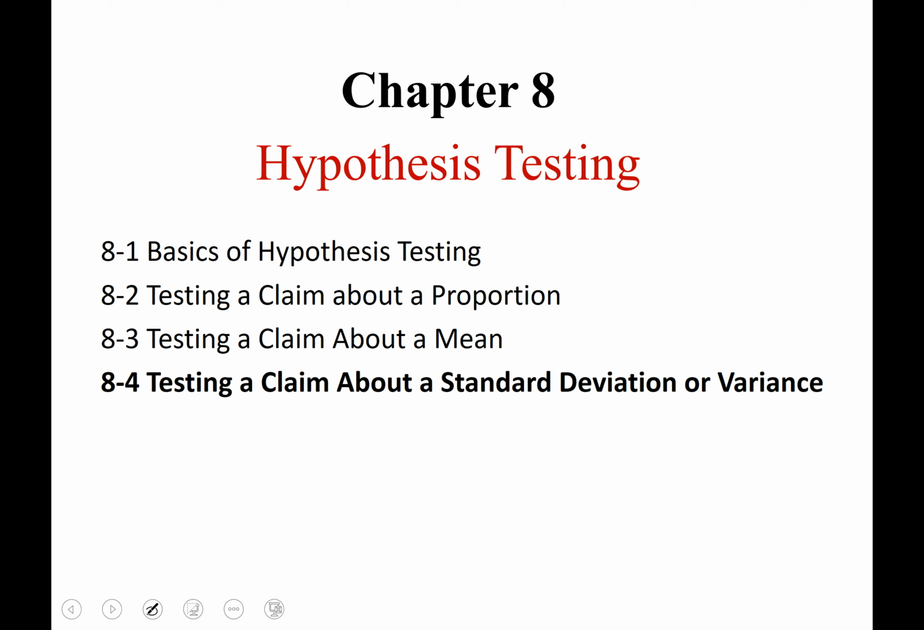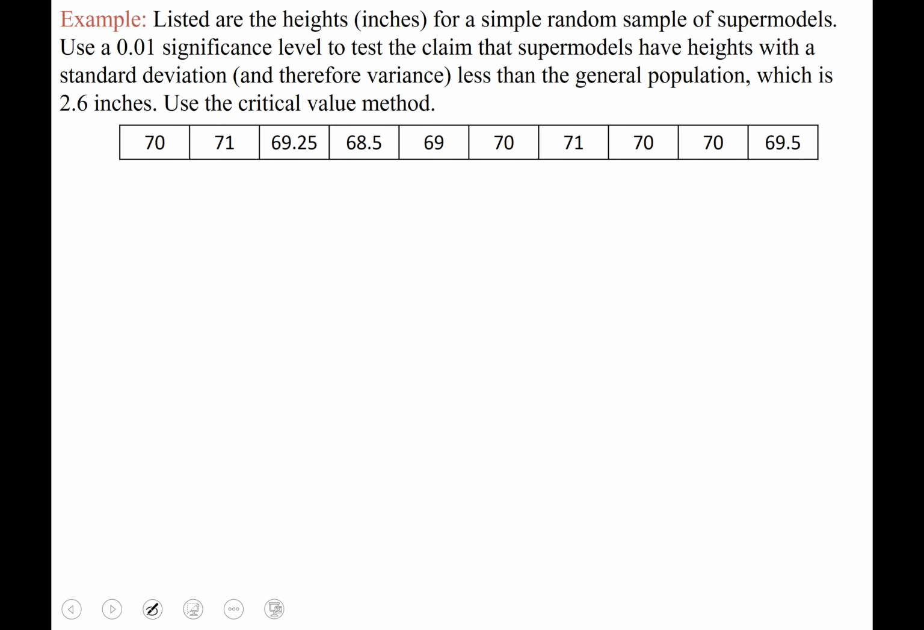Standard deviation or variance. Let's start with this example. Listed are the heights in inches for a simple random sample of supermodels. Use a 0.01 significance level to test the claim that supermodels have heights with a standard deviation and therefore variance less than the general population, which is 2.6 inches. Use the critical value method.